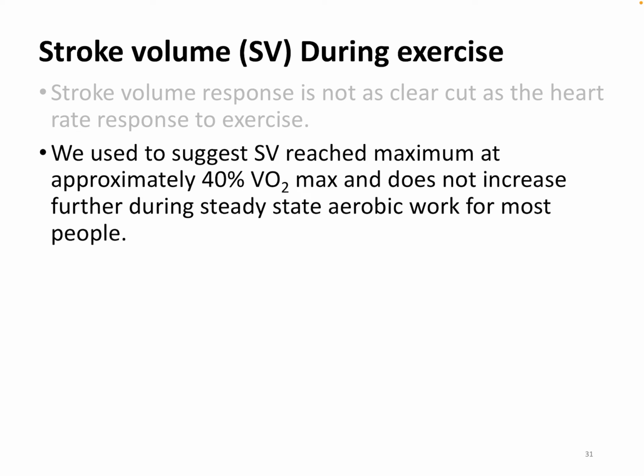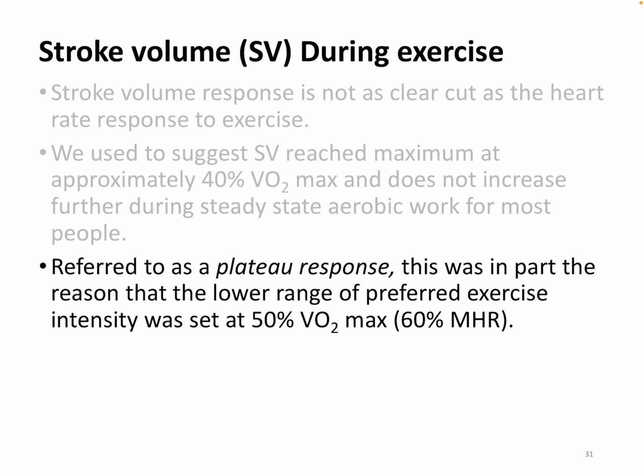This is referred to as the plateau response, and this was in part the reason that the lower range of preferred exercise intensity was set at 50% VO2 max or 60% of their max heart rate. And you'll still see this with the American College of Sports Medicine and with CSEP and their recommendations, where they say that with a novice exerciser, we should stay at about 60% of their max heart rate. Now, keep in mind that's with a novice exerciser.